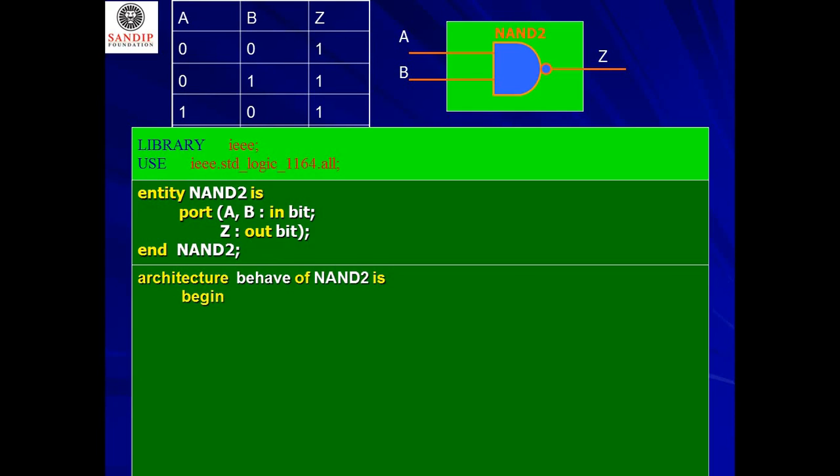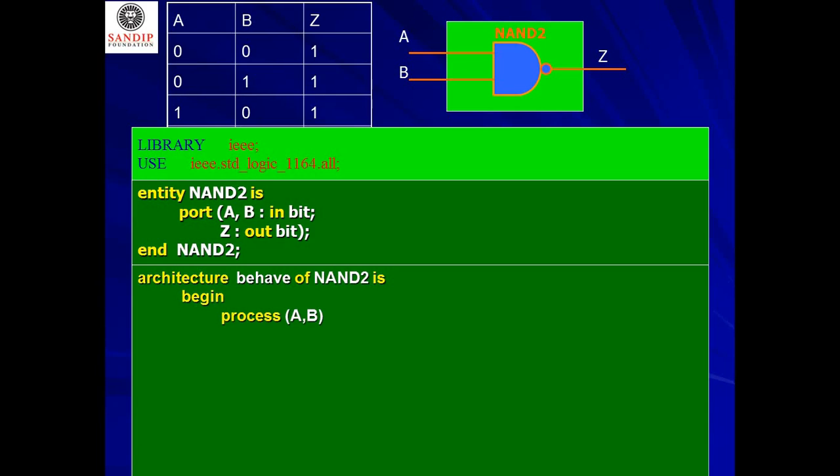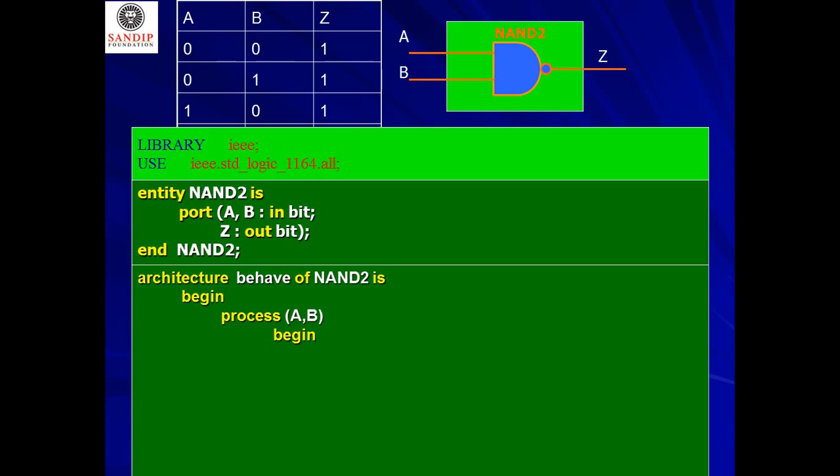every architecture body should start with the keyword begin. If you are using the behavioral modeling style, then you have to write the keyword process. Inside the process you have to write the sensitivity list. It is the list of signals for which the output is going to change, hence it is known as a sensitivity list. Here the inputs A and B we can write inside the sensitivity list. After that, begin.